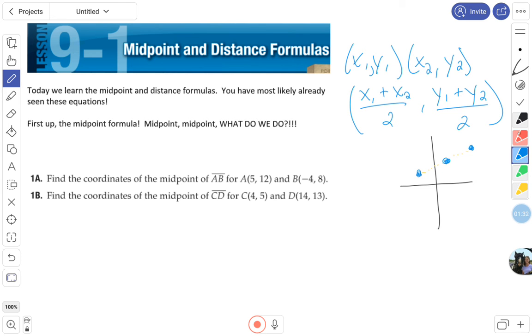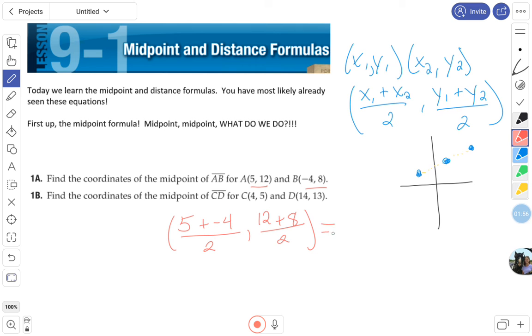Example 1, find the coordinates of the midpoint if A is at 5, 12 and B is at -4, 8. Well, midpoint, midpoint, what do? Add them together. So what are my x's? 5 and -4, and divide by 2. Then do the same with the y's. My first y is 12. My second y is 8. Divide by 2.